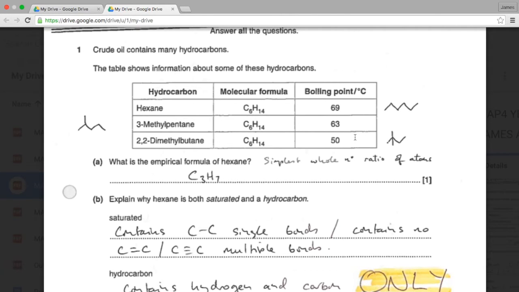So empirical formula of hexane, C6H14 is its molecular formula, but we need the simplest whole number ratio of the atoms, and that's obviously C3H7.